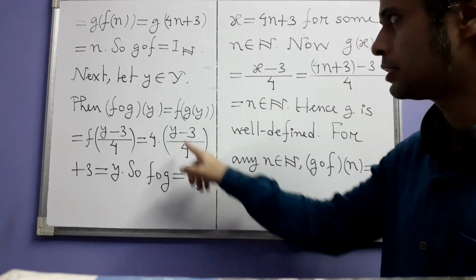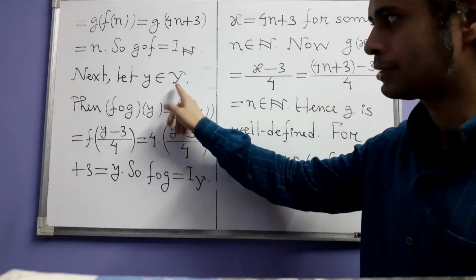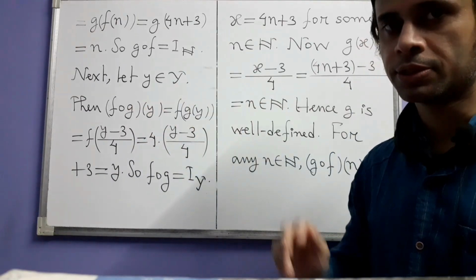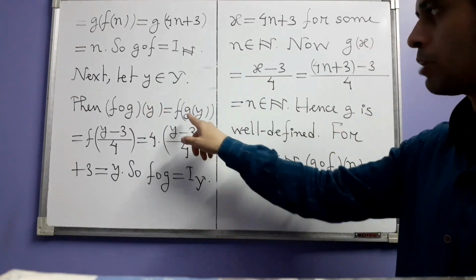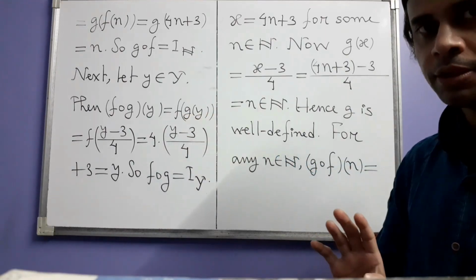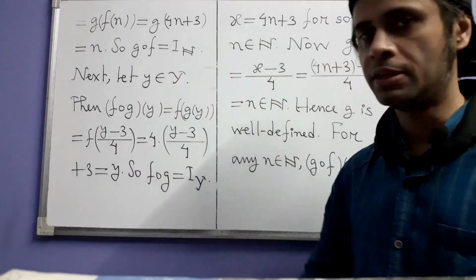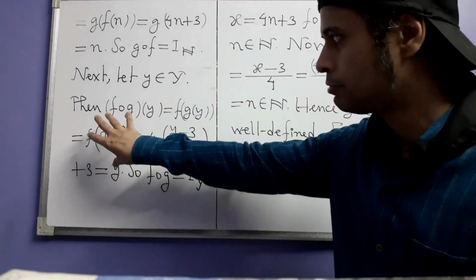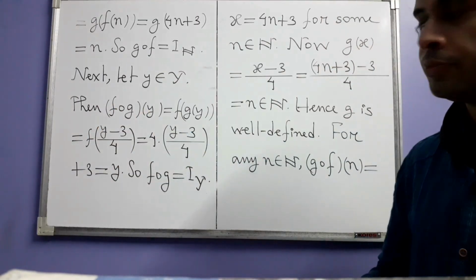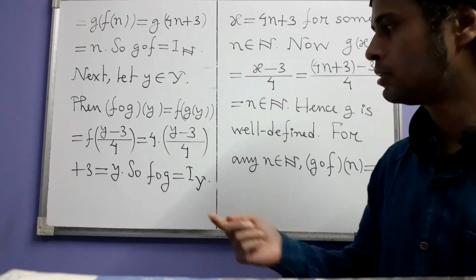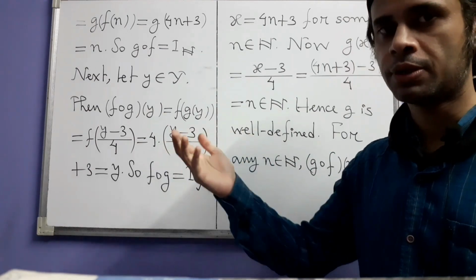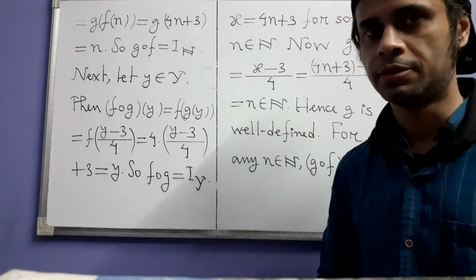So accordingly we take any element y in Y and just straight away we apply f composition g on y. So by definition of composition, that is f of g of y, and g of y by definition is (y minus 3) divided by 4. And f of that, what does f do? f takes the input, multiplies the input by 4 and then adds 3 to it.